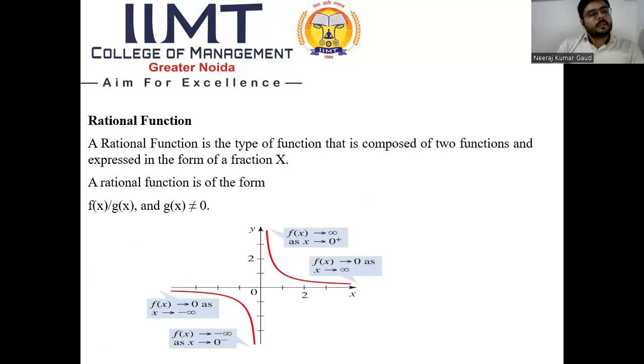Rational function. A rational function is the type of function that is composed of two functions and expressed in the form of a fraction. A rational function is of the form f(x)/g(x), where g(x) is not equal to 0. So here is an example of a rational function, f(x) = 1/x, a rectangular function.